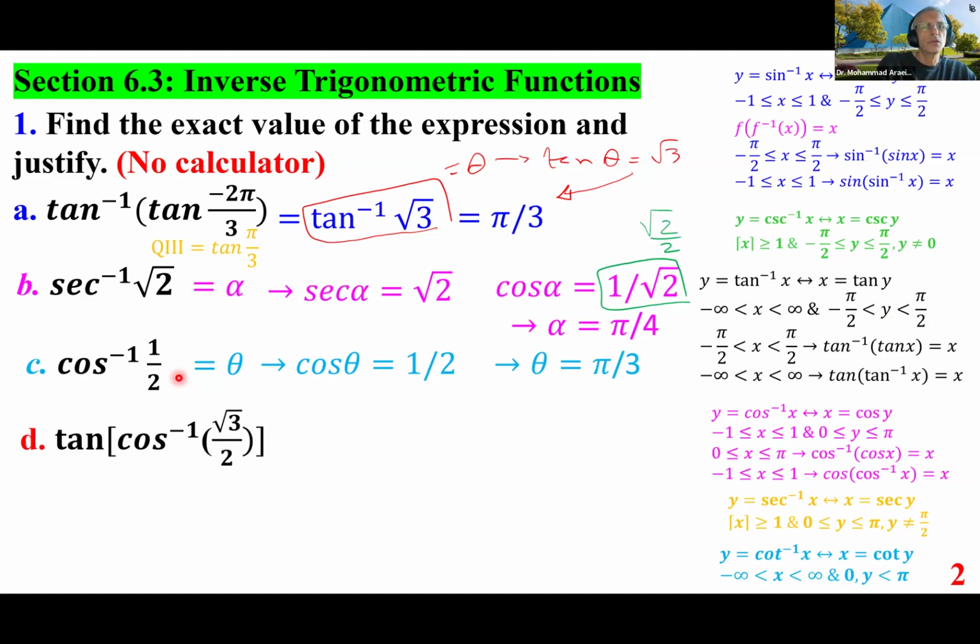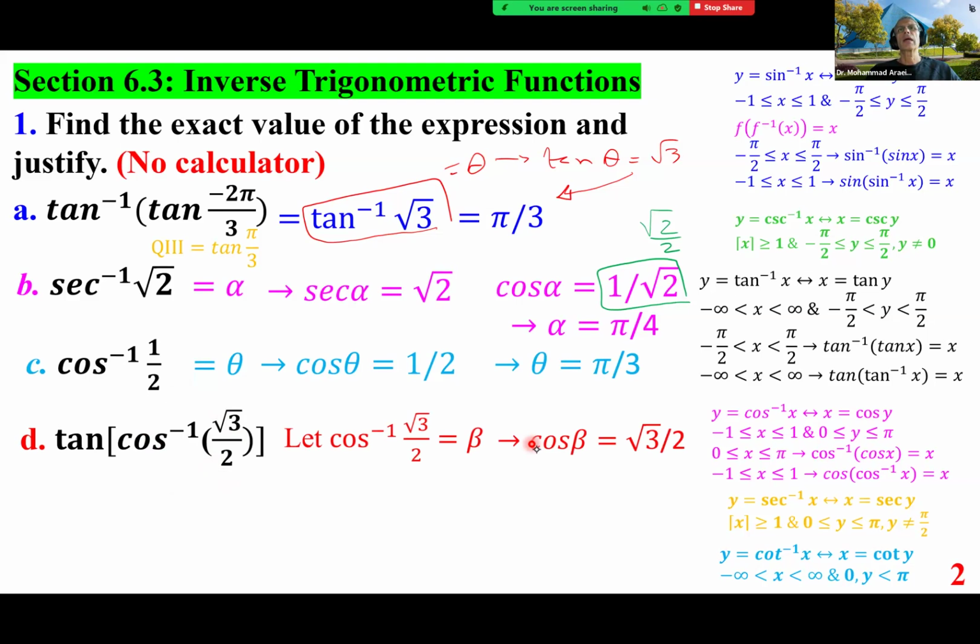Tan of cosine inverse of square root of 3 over 2. So we're going to work on that. So we let cosine inverse of square root of 3 over 2 be something, for example, beta. If so, by definition, cosine of beta becomes square root of 3 over 2. And that is a common arc. Beta is pi over 6. So we are looking for tan of pi over 6, which is square root of 3 over 3.